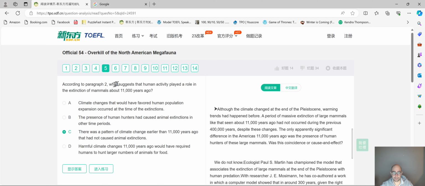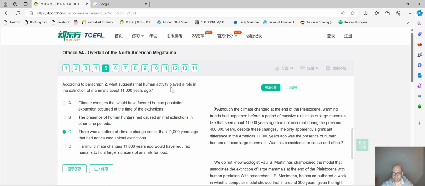So that is step one. You want to know if you do have an inference question sitting in front of you, and we do. We see in this first example, suggest. Now it's step two: read the question really quickly and identify the subject. So, human activity played a role in the extinction of mammals about 11,000 years ago. We have keywords like played, role, extinction, but we're not doing a detailed factual question here. Actually, we're dealing with an inference question. So we just need to understand the subject, and the subject here is human activity.